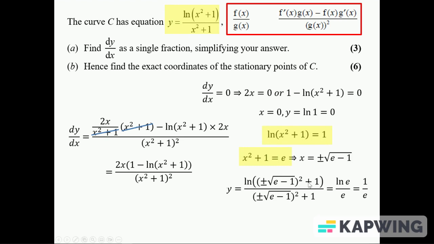than do this. And then there are the final coordinates, three stationary points: 0, 0, and then two x values. Both have got the corresponding y value of 1 over e though.